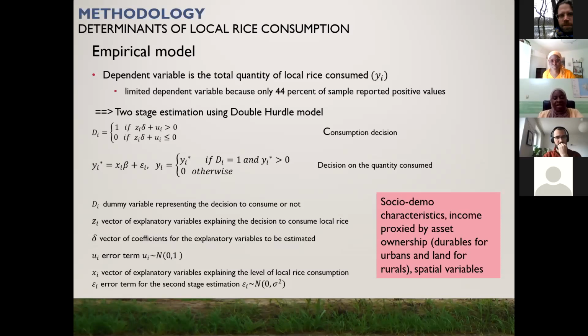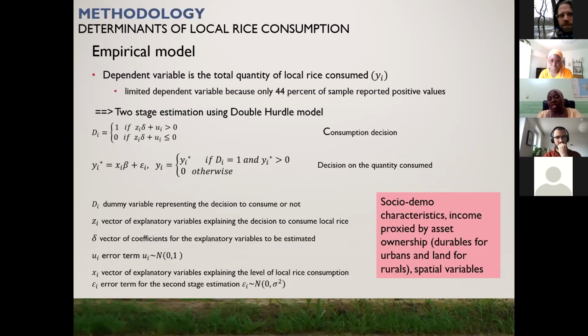And so we have a dummy variable representing the decision to consume. We have socio-demographic characteristics, and we have our error term. The socio-demographic characteristics include age and area cultivated if we are in a local area. We also have income, which is proxied by asset ownership. Here we do not include total expenditure. So income is proxied by asset ownership and durables for urban and rural.